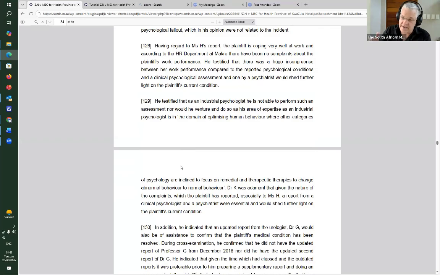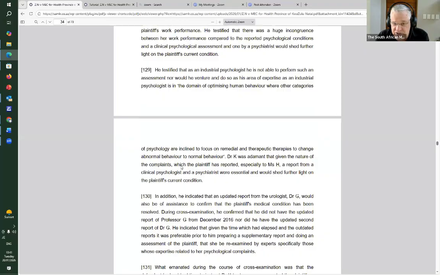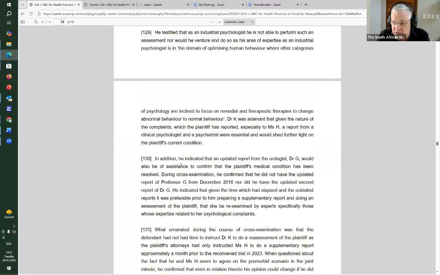So again, he gets this right. He knows what the boundaries of his expertise are, and he sticks to it. Nor would he venture to do so, as his area of expertise as an industrial psychologist is in the domain of optimizing human behavior, where other categories of psychology are inclined to focus on remedial and therapeutic therapies to change abnormal behavior to normal behavior. Dr. K was adamant that given the nature of the complaints which the plaintiff has reported, especially to Ms. H, a report from a clinical psychologist and a psychiatrist were essential and would shed further light on the plaintiff's current condition.